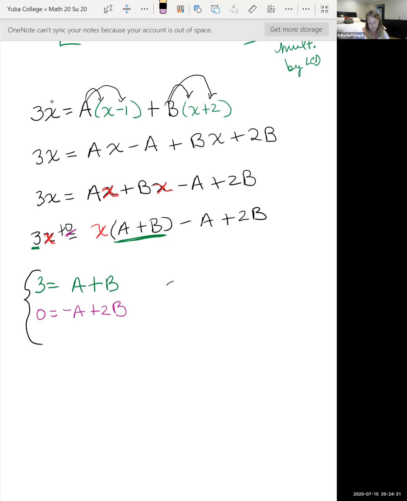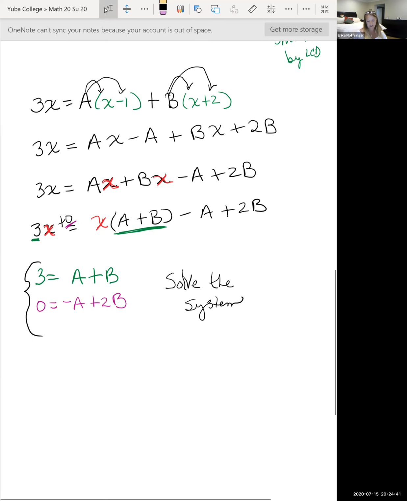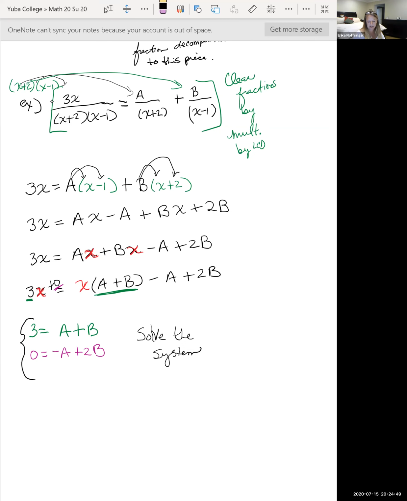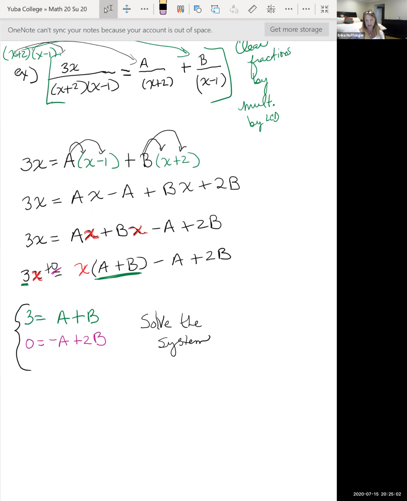So solve the system for A and B. Once we get that, we know what A is up here, we know what B is up here, and that would be the decomposition of this main fraction that we started with. So you can use whatever method you want to use to solve the system. Sometimes it's actually easier when we use matrices, when you have more variables and more equations we're solving for.